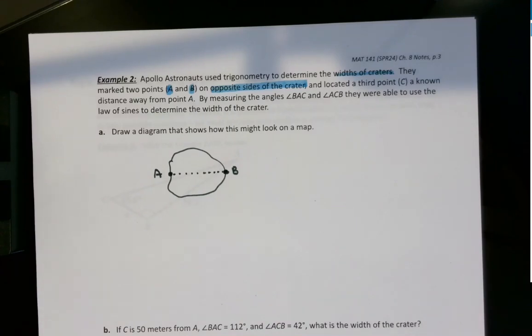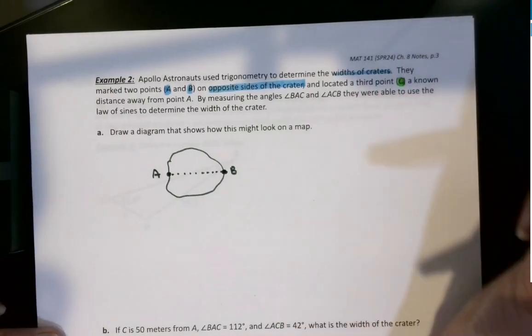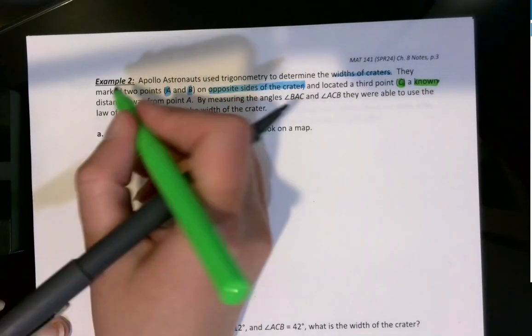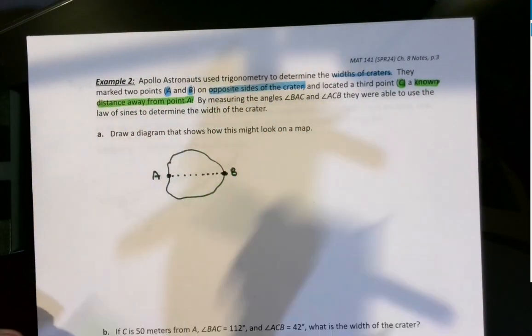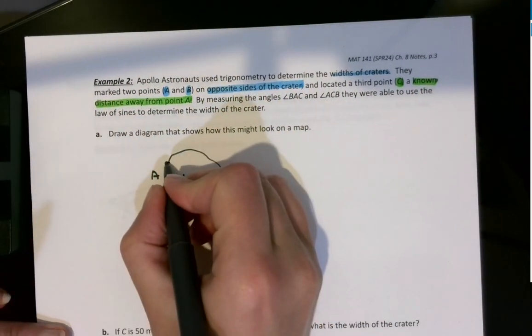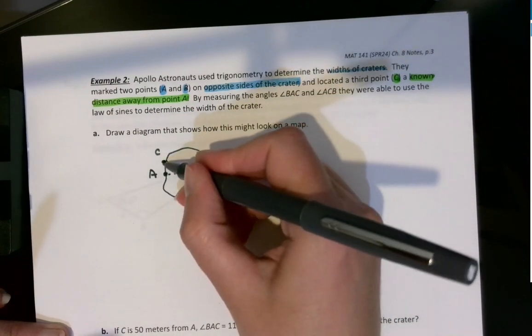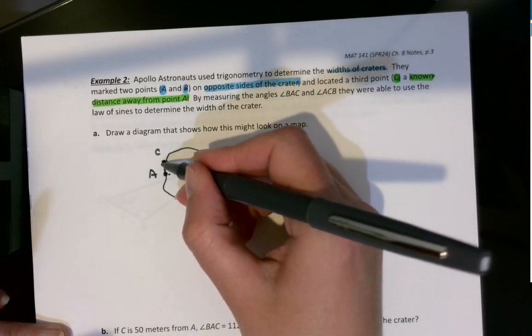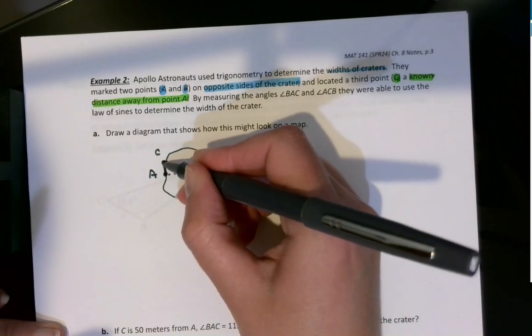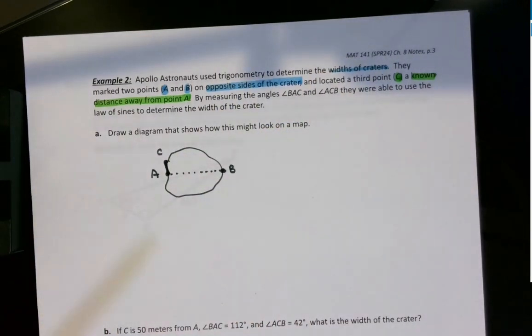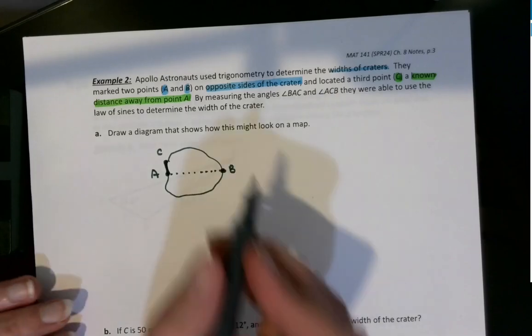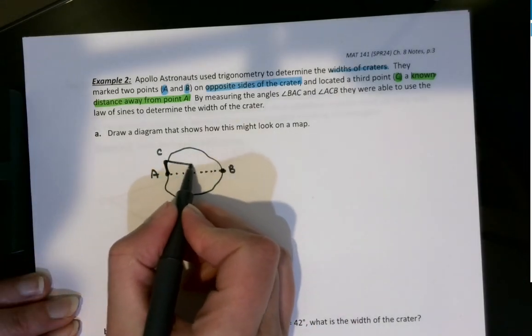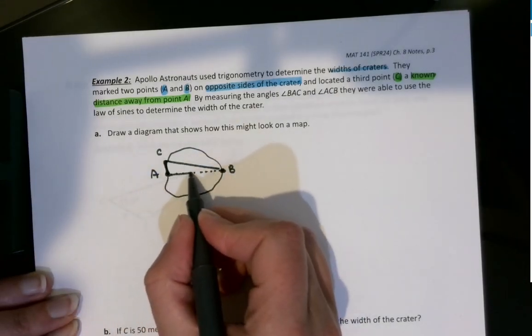Then we're going to locate a third point C, a known distance away from point A. So let's just say here, where I'm able to measure that distance. Now that distance is likely not a right angle, so we make it look a little more like it's not straight up, just from the way I drew this picture. Could be obtuse, it could be acute, I don't know yet. We're going to find out some more. Okay, and then I can imagine this triangle here being formed.